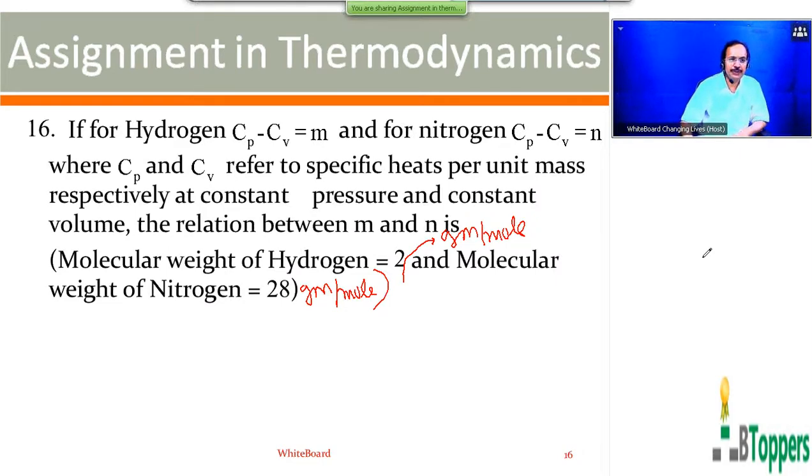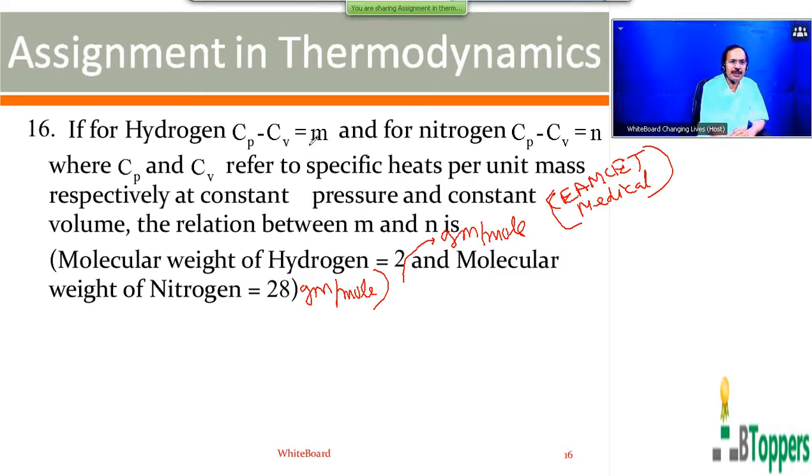So look at question number 16 here. This problem, or probably the same model problem, was given in the EAMCET medical entrance in the past, before 2000. So see the problem here.